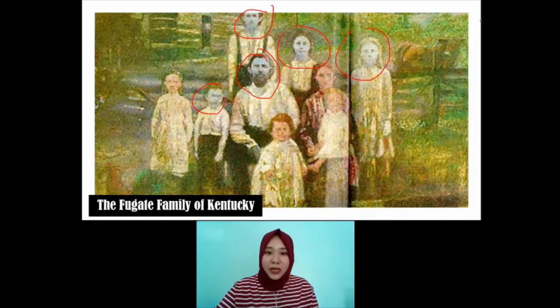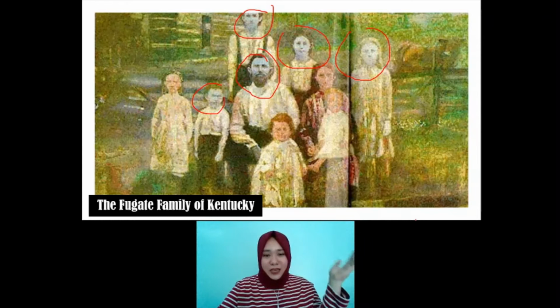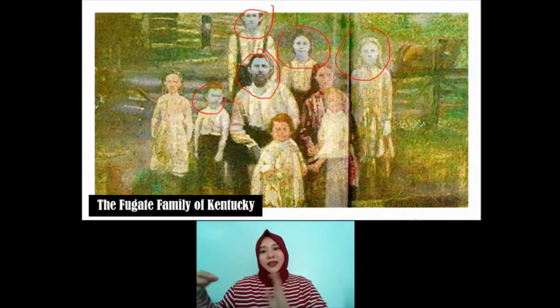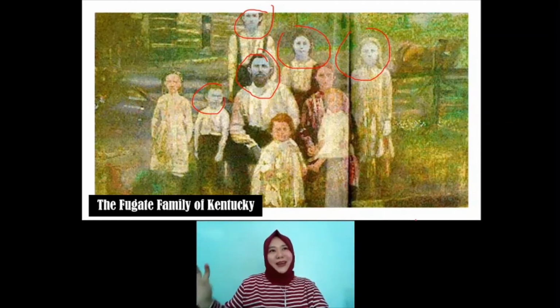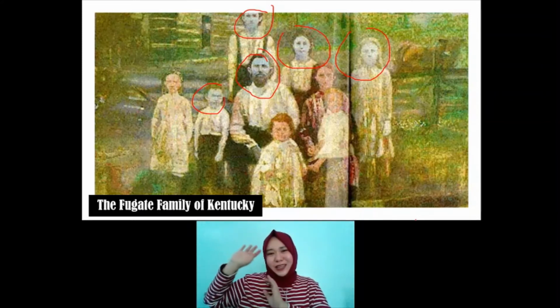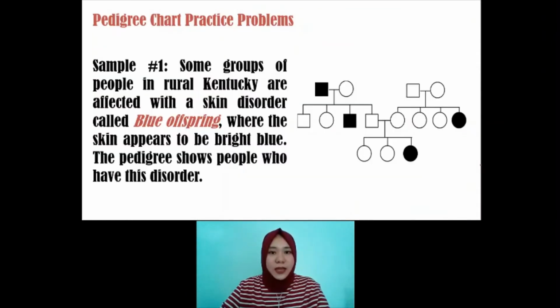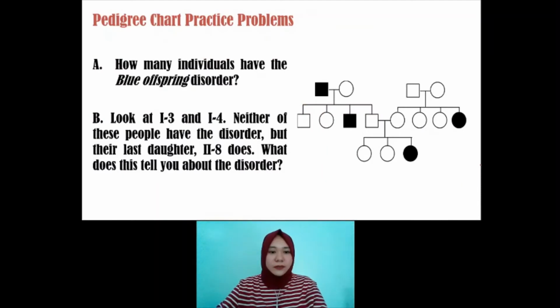You might think I'm just making up a story, like magic, but this actually exists, okay? If you have time, you can research on them, the Fugates from Kentucky. There were also proceeding generations that came after them that still show the blue skin, but not as strongly as the first one. Okay? Now, let's try to answer some of the questions.